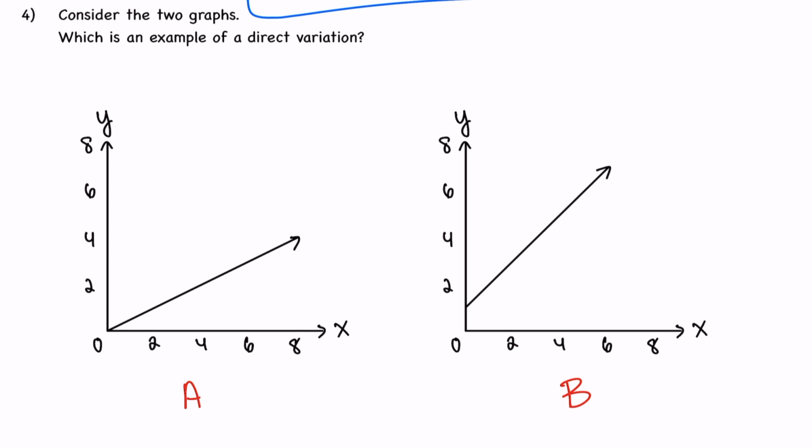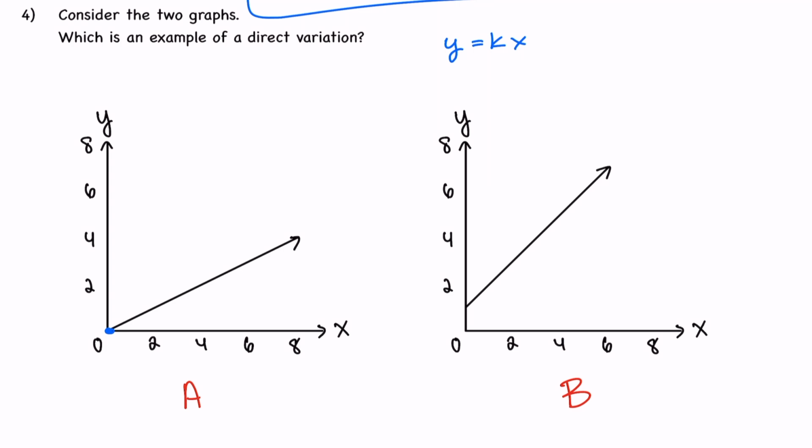So remember, direct variation follows the equation y equals kx. So that means that if x is equal to 0, then y must also equal 0. That means that the straight line must pass through the origin. For graph A, we see a plot point at 0, 0, right here at the origin. For graph B, the line does not intersect with the origin. It intersects somewhere around here.